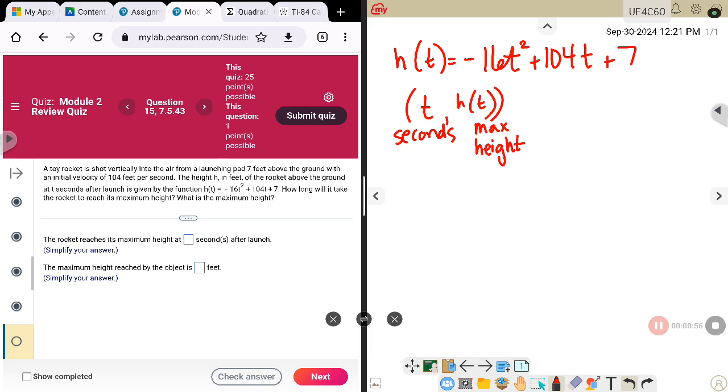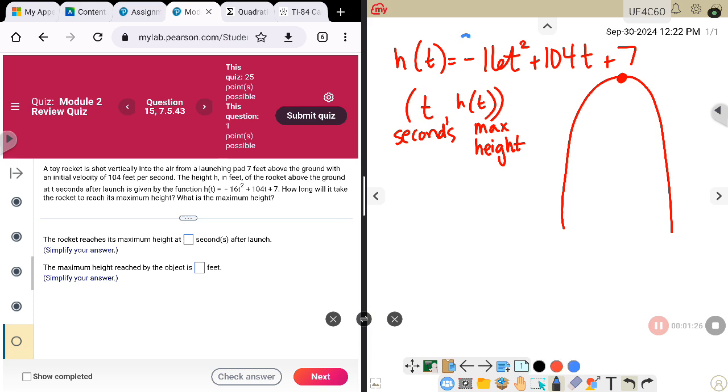Now, think about this. If you are a kid shooting off a toy rocket, here's what's going to happen. It's going to shoot up into the air until it reaches its maximum height, and then it's going to fall back down to the ground. So what we need to do is find that point where it reaches its maximum height. You'll notice that's going to be the vertex of that upside down parabola that is given to us by the function that we see.